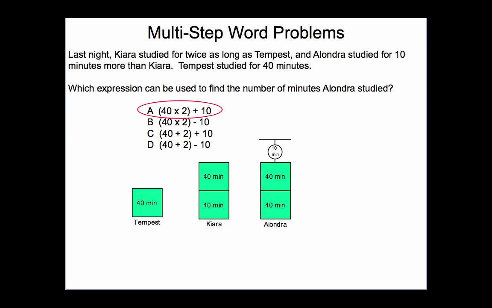You should have circled A because 40 times 2 plus then the 10 minutes. We're not going to divide it by 2 because twice as long means it's going to be more than Tempest.